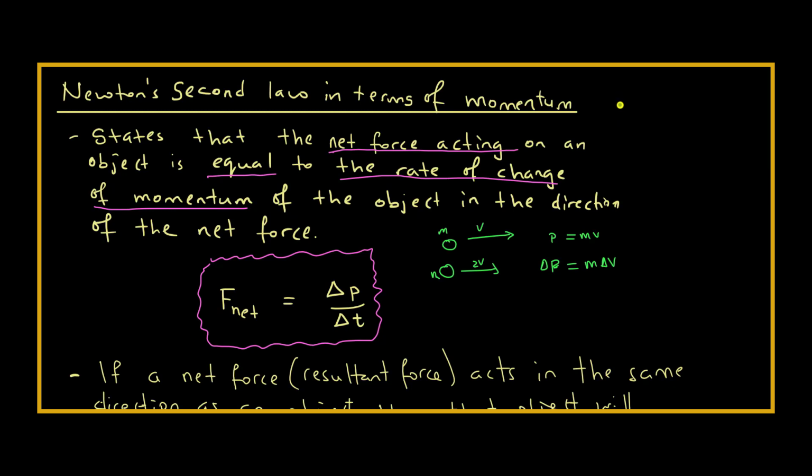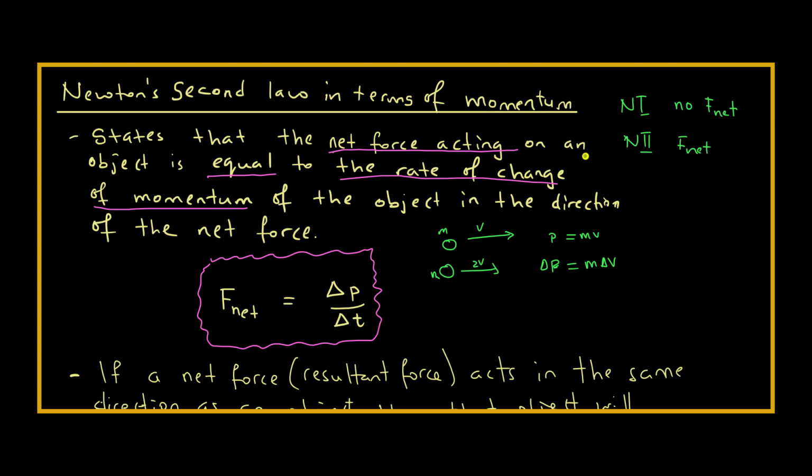You might recall Newton's first law of motion. In Newton's first law, he says that an object will remain in its state of motion, either in a stationary position or moving at a constant speed, unless acted upon by a net force, or a resultant force, or an unbalanced force. In Newton's second law, he talks about a situation where a net force actually acts on the object. In the first law, there's no net force, but in the second law there is a net force acting on an object.